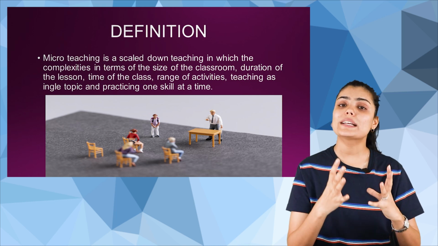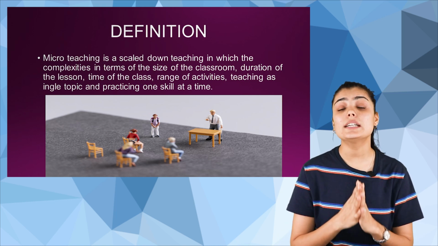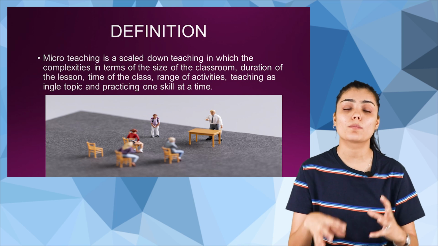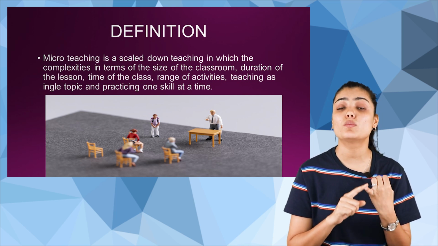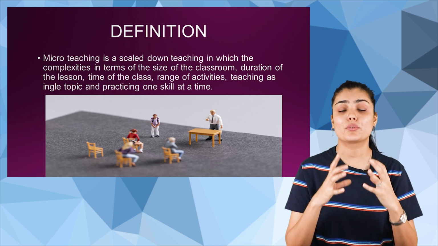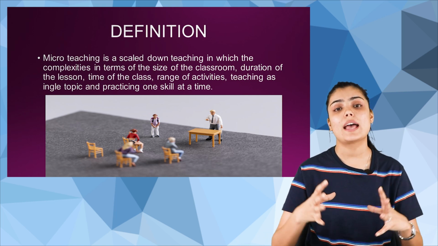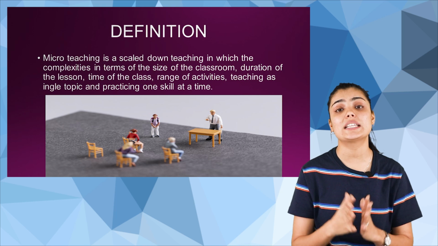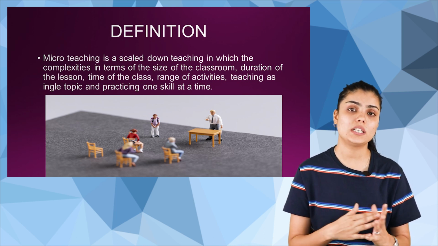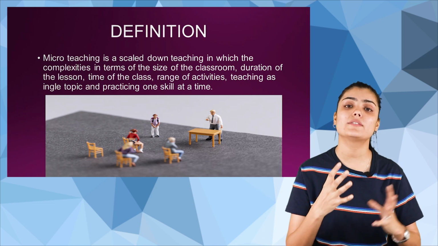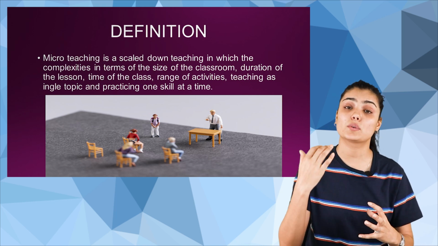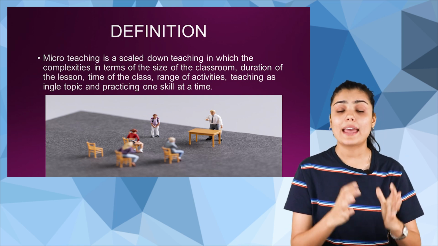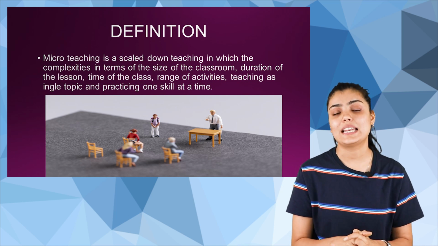In this, the complexity of the regular teaching procedure is decreased in terms of size of the classroom. As I said, a very small number of students will be kept in the classroom during micro teaching. So the size of the classroom will be decreased. The duration of the lesson: regularly, in a general aspect, the duration of a period is 45 minutes. But in micro teaching, the duration is decreased and a student is usually asked to teach for 6 to 10 minutes. The range of activities the trainee has to carry out is also decreased. They get to teach a very small, single topic at a time, and they can also focus on one particular skill at a time.